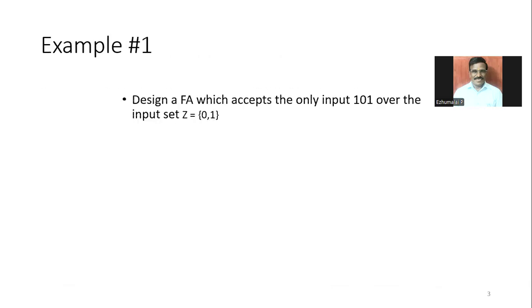Example 1. Design a finite automata which accepts only the input 1, 0, 1 over the input set sigma equals {0, 1}. We are going to design the finite automata for accepting the input 1, 0, 1 for the given input set 0, 1.